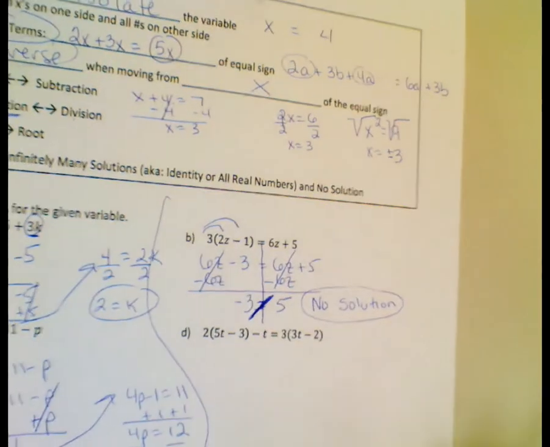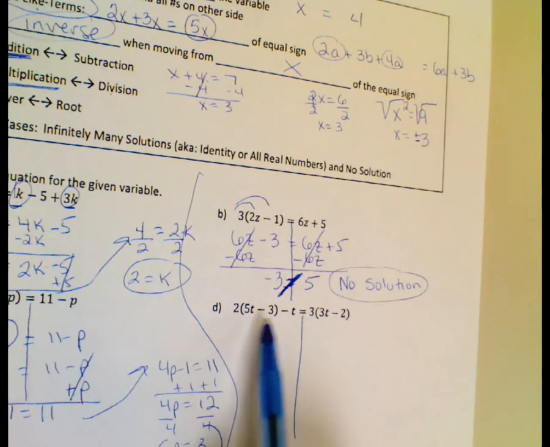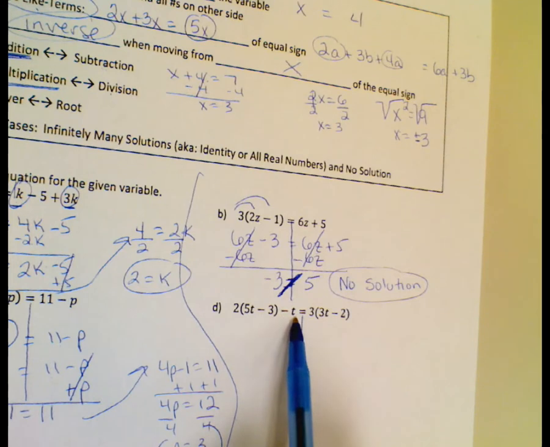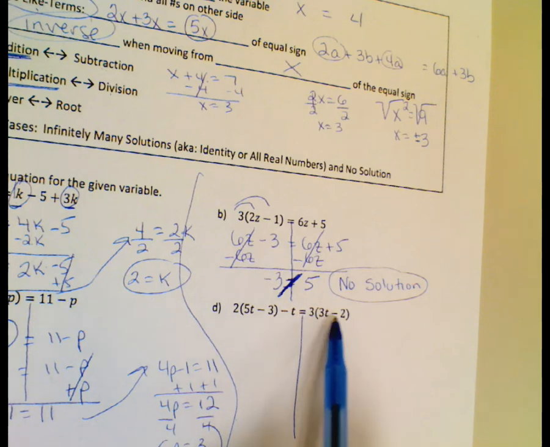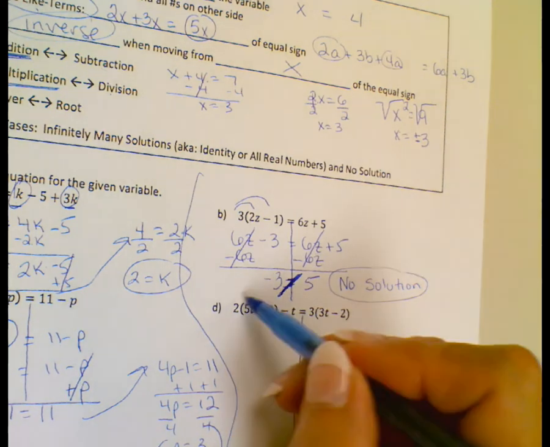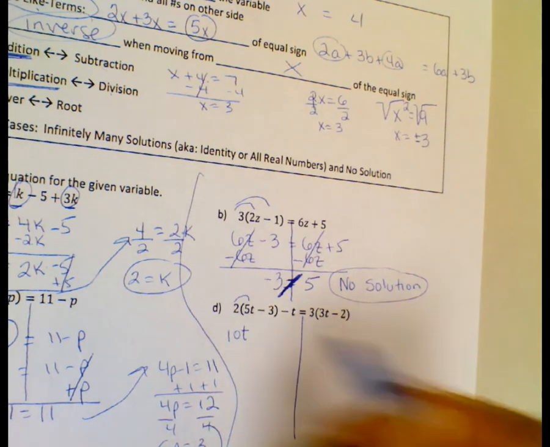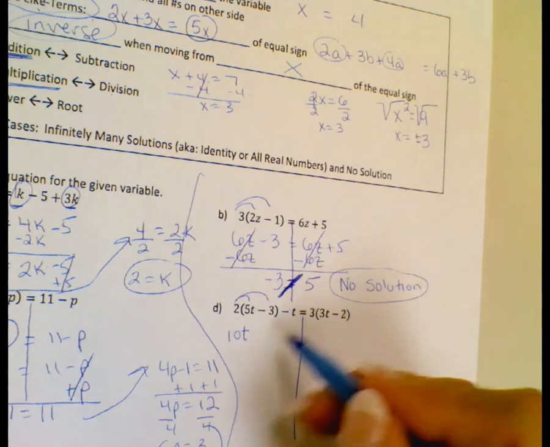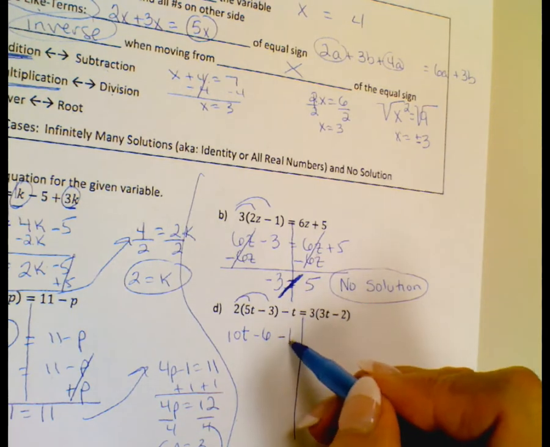So what should we do on the left-hand side? I'm going to put my line down here. On the left-hand side, I can distribute the 2, but I still have the subtraction of t at the end. So once I distribute the 2, I still have to subtract the t from these terms. On the right-hand side, we're going to distribute 3. Are you ready? 2 times 5, 10t. 2 times negative 3, negative 6. Carry down the subtraction of t.